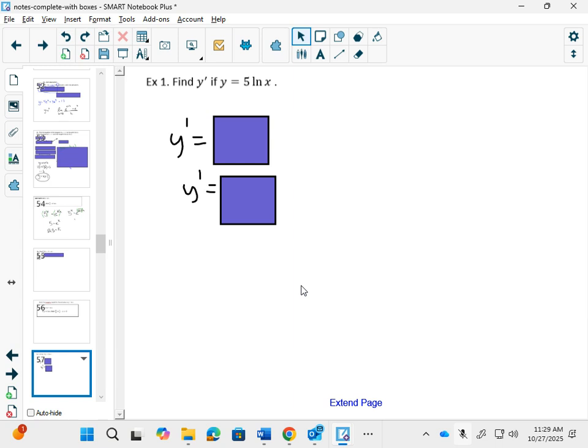So if the derivative of natural log of x is 1 over x, and you have a 5 in front, does it make sense that that would be 5 times 1 over x? 5 over x. Or you could write that as 5x to the minus 1.